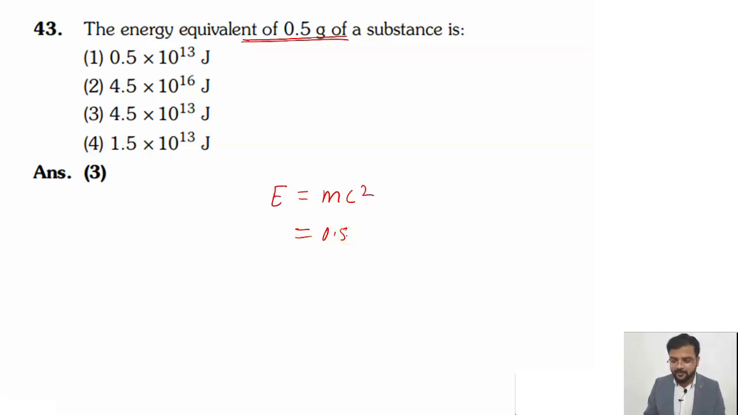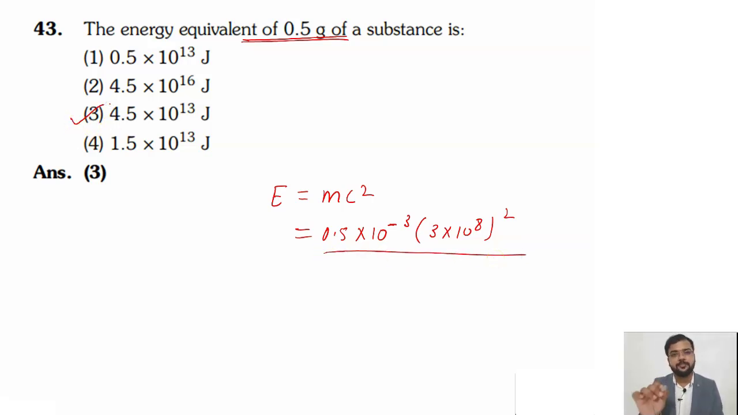If I convert gram into kilogram, then I have to multiply by 10 raised to minus 3. And the c value is what? The c value is 3 into 10 raised to 8, and I have to square it also. After solving this, what will you get? You will get option number 3. That's why option number 3 is correct over here. Okay, let's come to the next question.